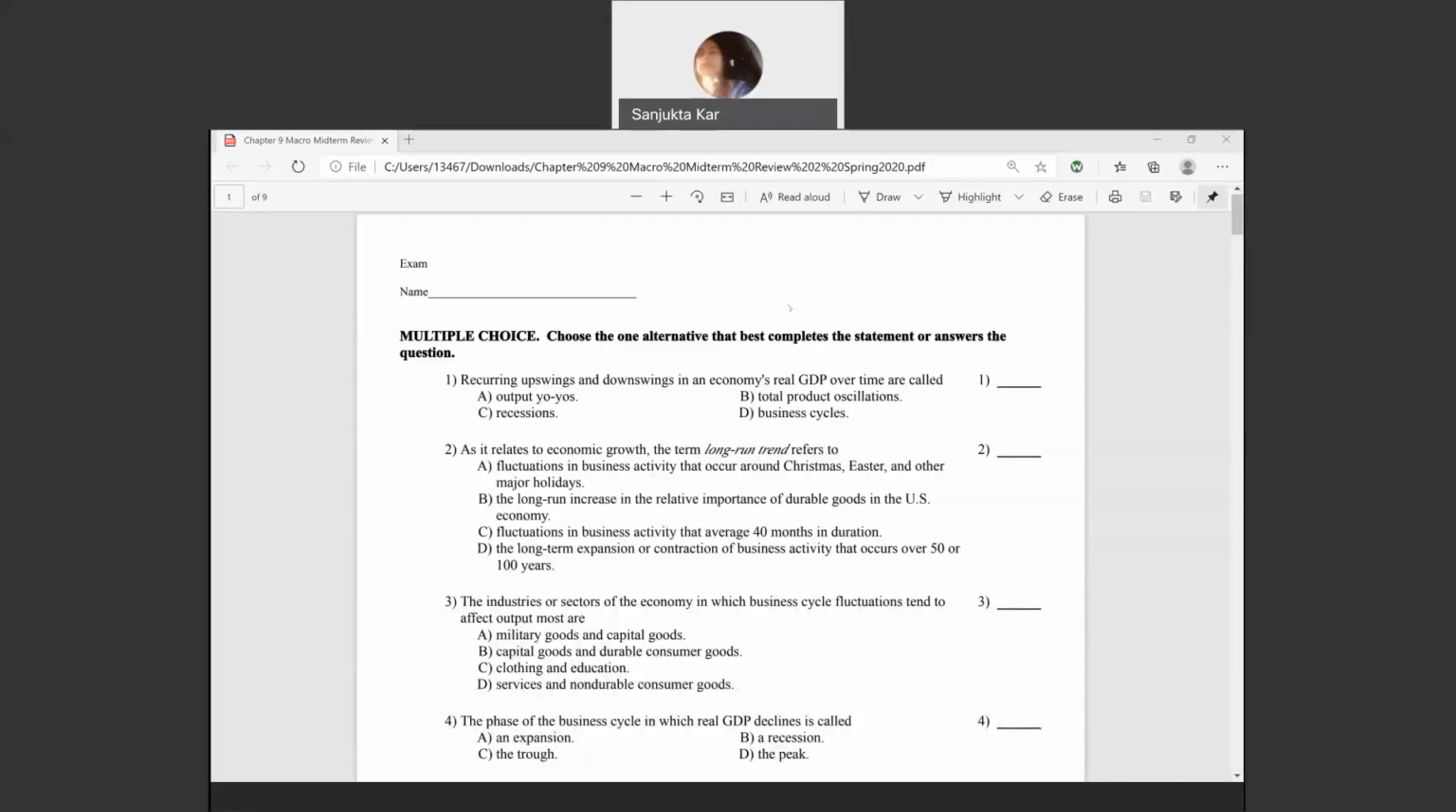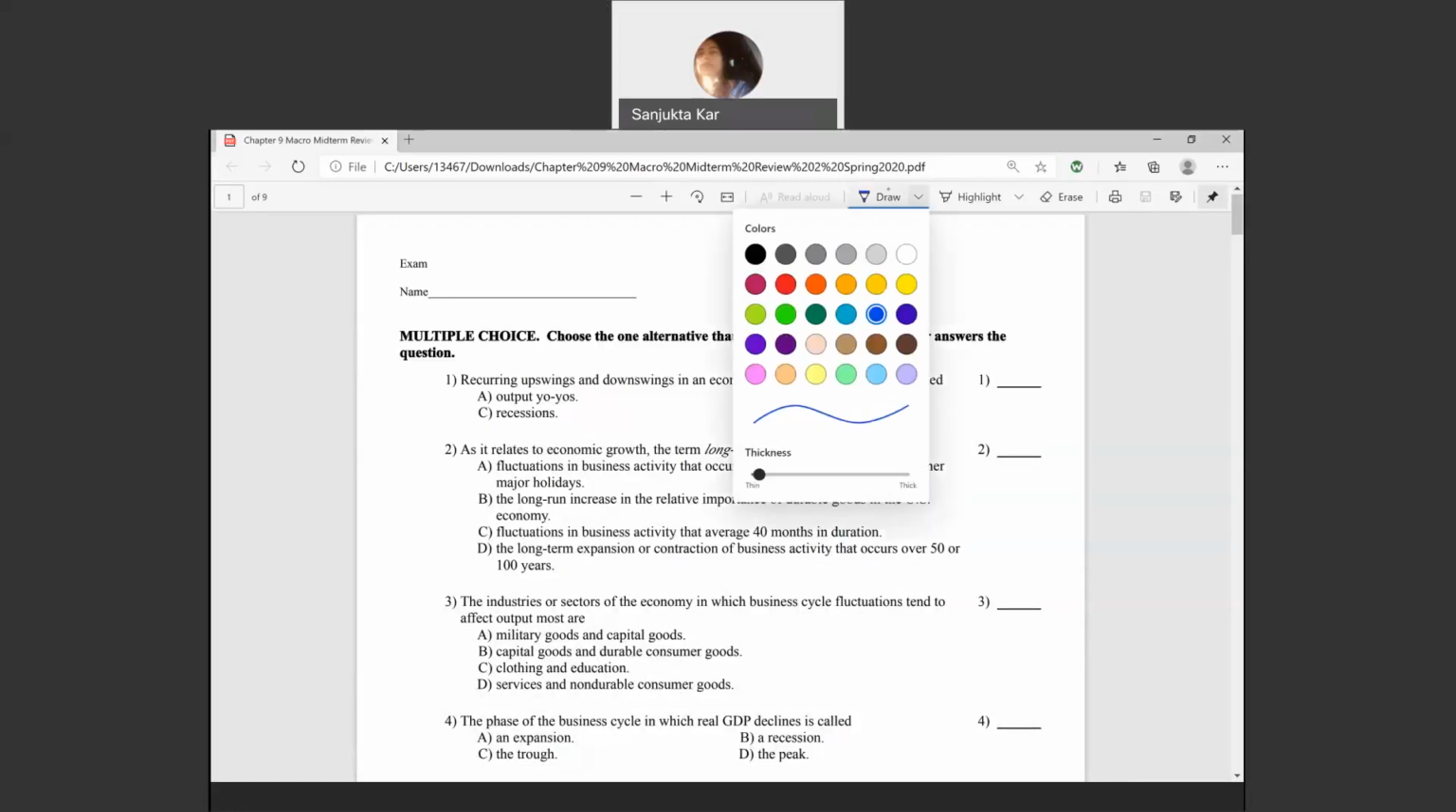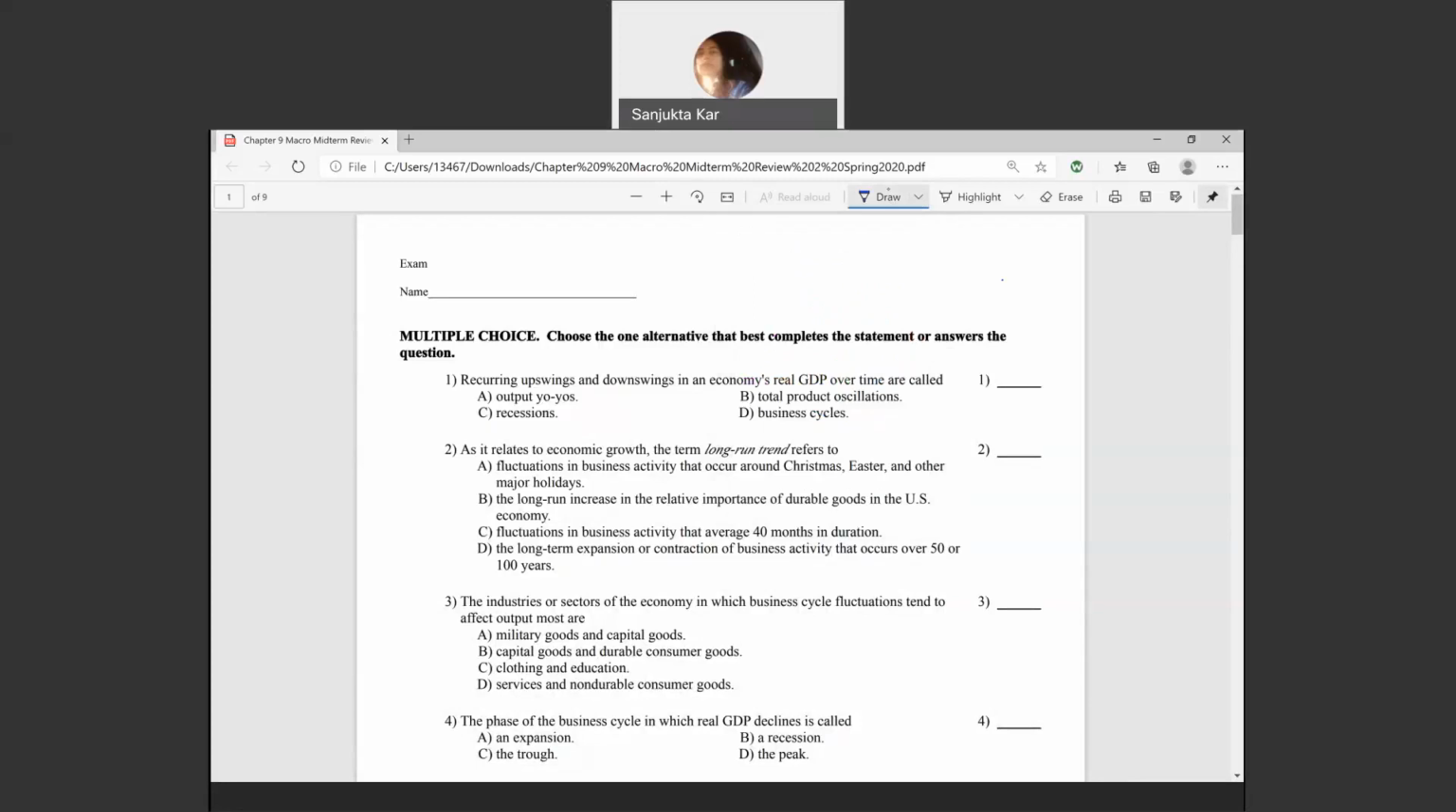Hey everyone, let's look at the questions on business cycles, unemployment, and inflation. The first question says recurring upswings and downswings in an economy's real gross domestic product. That means the real gross domestic product increasing and decreasing. These are called business cycles.